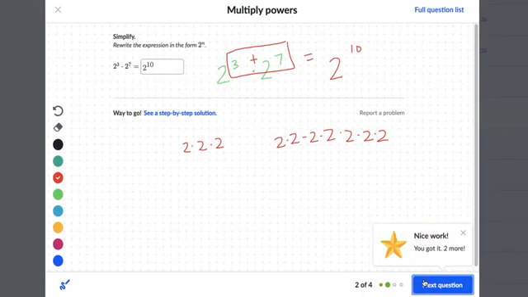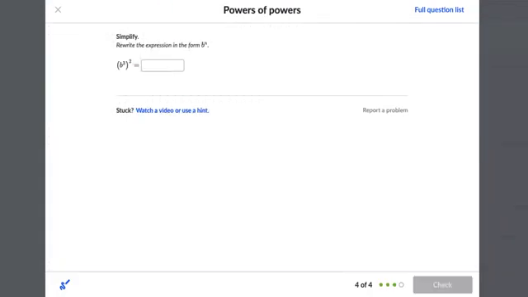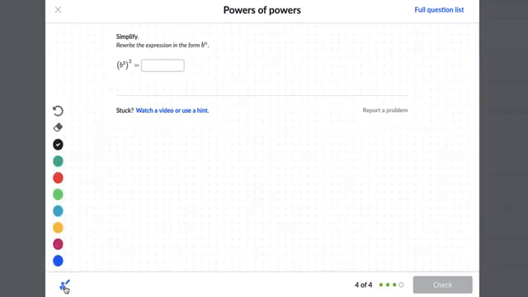Multiplying powers means that instead of expanding and counting everything, you can just add up the powers and get to your answer quicker. Let's now try powers of powers. Go ahead and pause the video and see if you can solve this one on your own first.